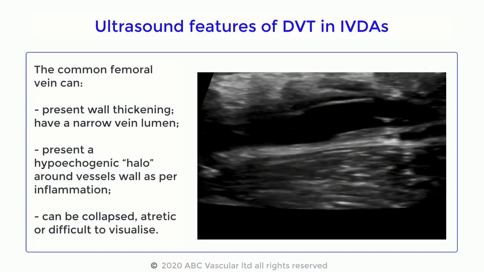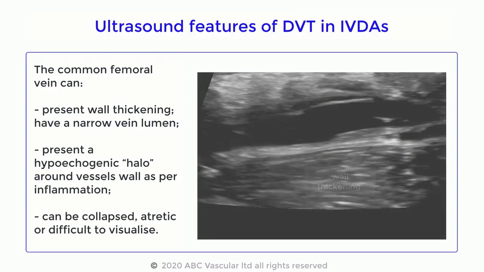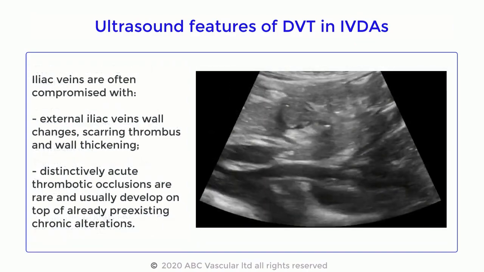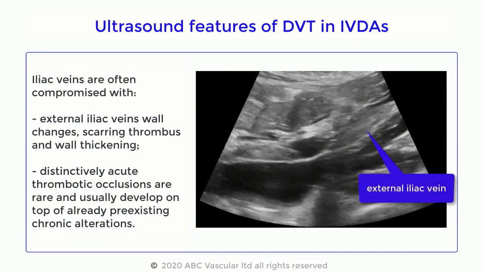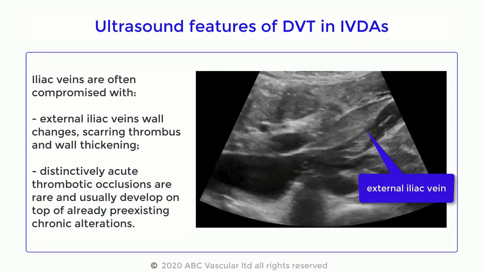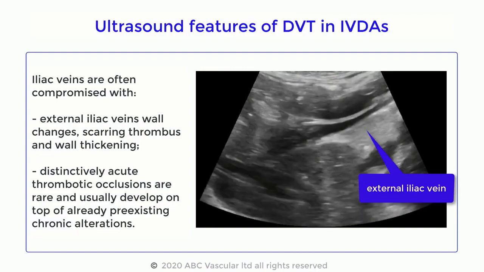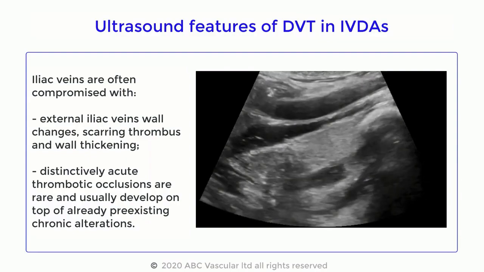The common femoral vein, when identified, can present damage such as wall thickening or anechoic regions next to the wall, as in an inflammatory disease. The common femoral vein can be atretic, small in caliber, often presenting a smaller caliber than the satellite artery. Deep vein thrombosis can extend into the iliac vein, most commonly into the external iliac vein, where chronic alteration of the thrombus can be observed, such as scarring or fibrotic thrombus.